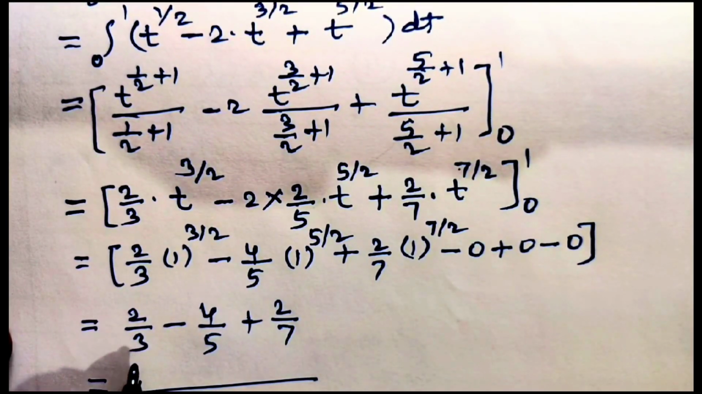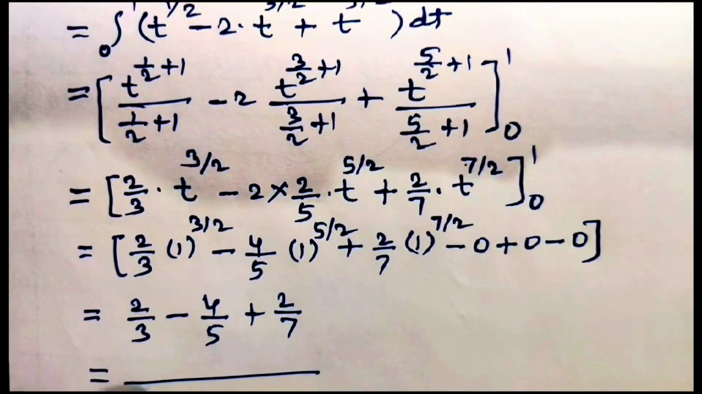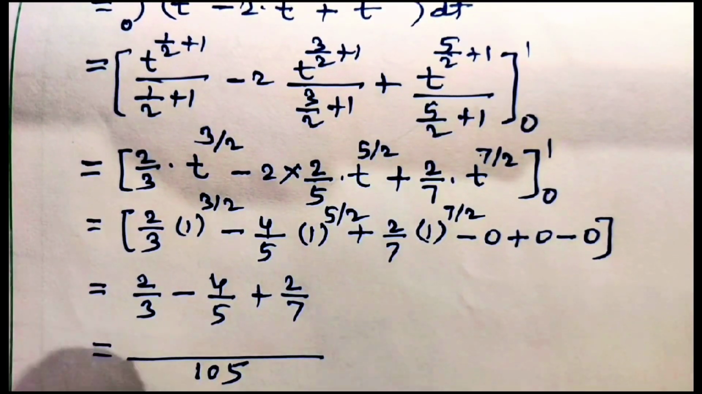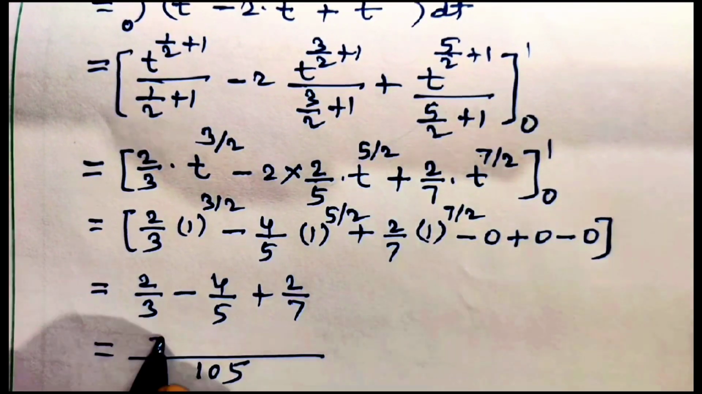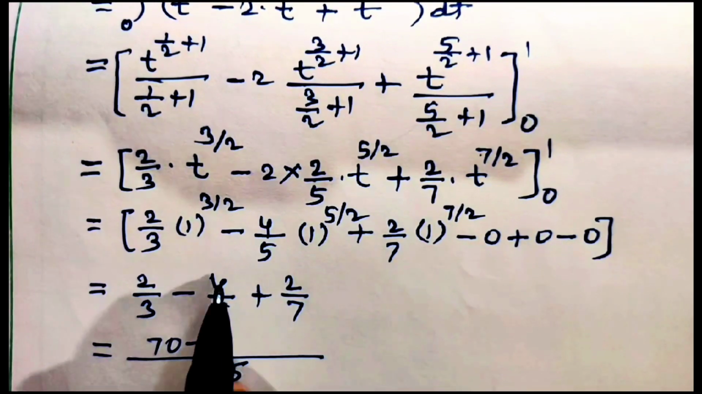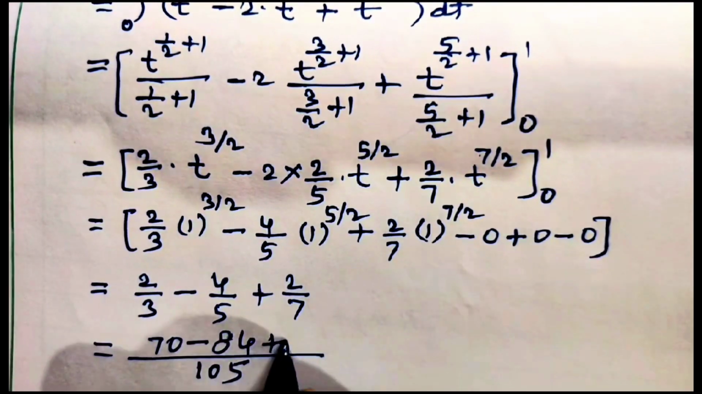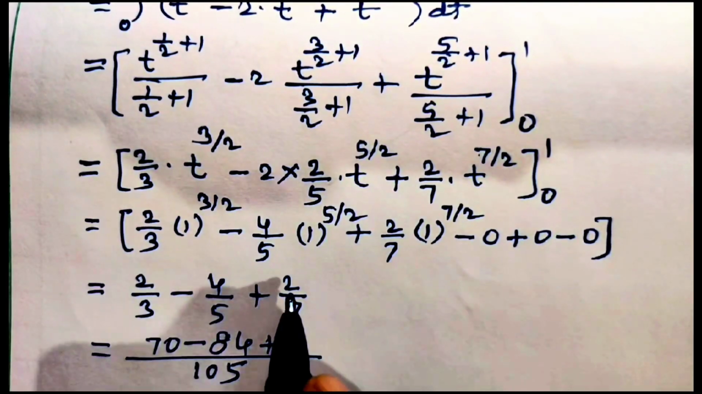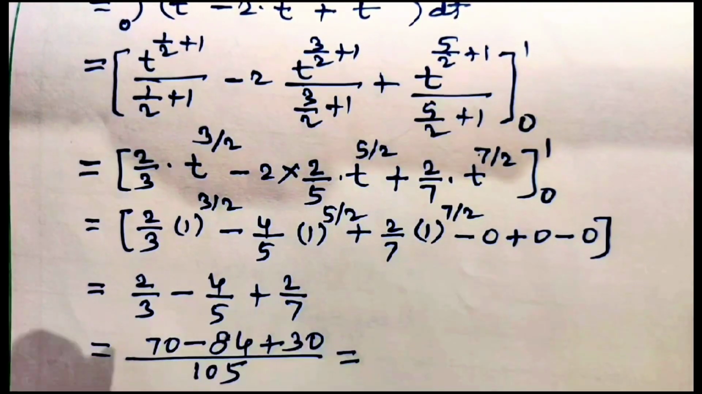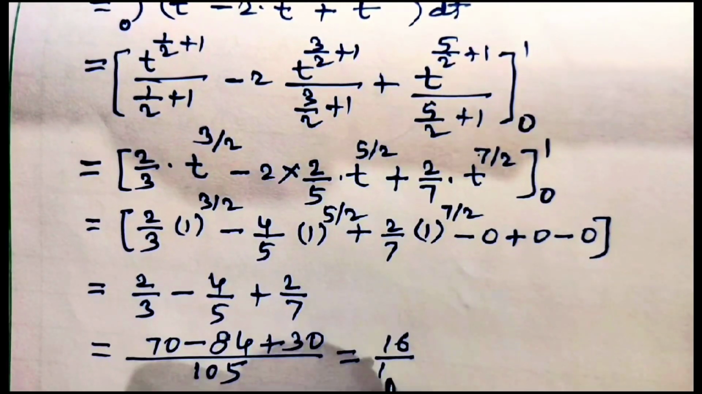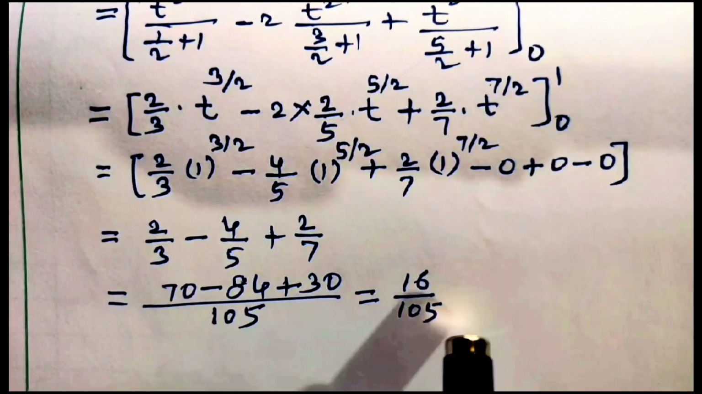LCM of 3, 5 and 7 will be 105. Divide 105 by 3, that is 35. 35 into 2, 70. Minus 105 divided by 5, that is 21. 21 into 4, 84. Plus 105 divided by 7, that is 15. 15 into 2, 30. And this is equal to 100 minus 84, that is 16 upon 105. This is the value of the given integral I.